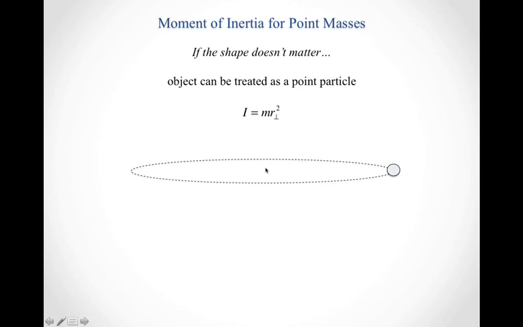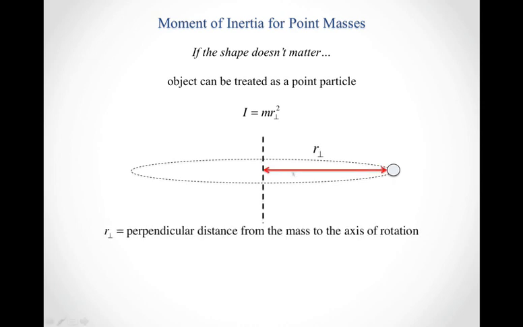So if there's sort of two distances that we're interested in comparing. One is, well, what's the distance from the axis to the object? We're going to label that perpendicular distance. So this little symbol here we're using is r perpendicular. So that's the distance from the axis to the object. And when that distance is much larger than the distance across the object itself, then effectively the shape doesn't matter, and then we can treat the object as a point particle.